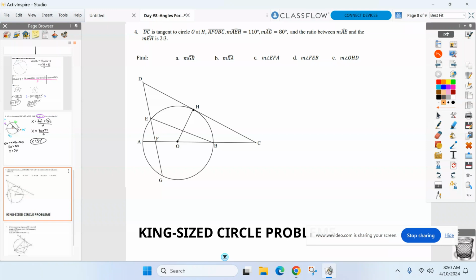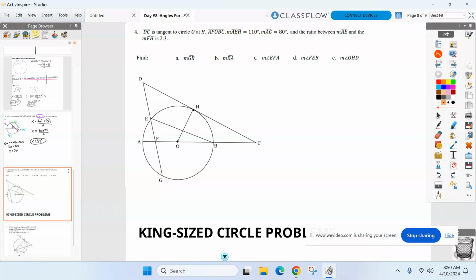All right, these are what I call king-size circle problems. This is going to test your ability on all the circle facts we've done. All of them. Starting from day 4, all the circle facts. Just not a floater angle. All of them.